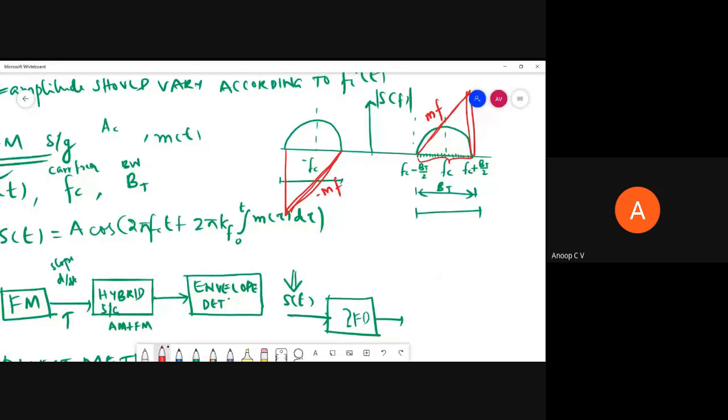So this is one way. What is the meaning of this? If you consider this particular frequency fc minus bt by 2, it provides a gain of 0. So hardly any frequency content at fc minus bt by 2 can pass through this frequency discriminator. But as you keep on increasing the frequency, it will experience more and more gain, and it will provide maximum gain at fc plus bt by 2. And beyond this frequency range, it will be completely attenuated or eliminated.